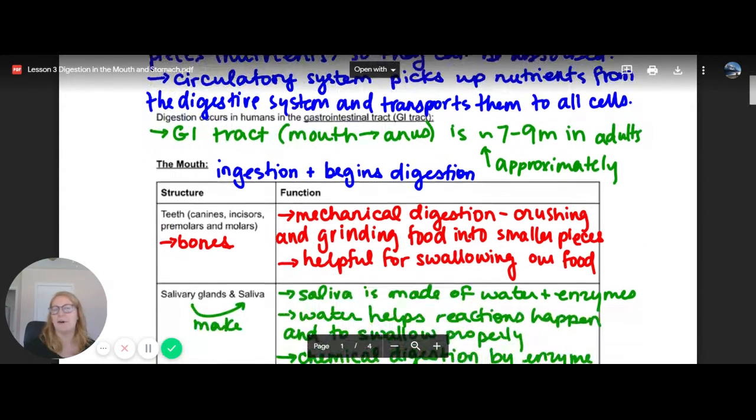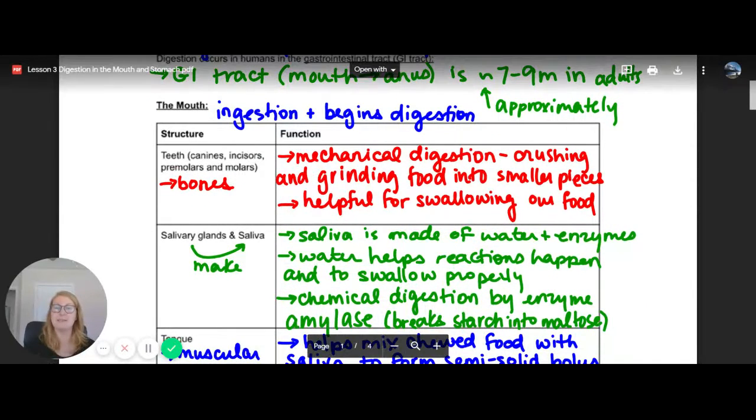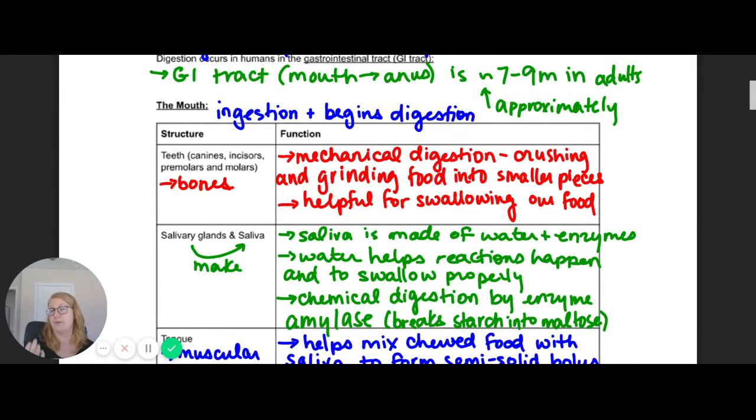So again, starting off our food's journey in the mouth, this is the location of ingestion, bringing the food in, as well as digestion, which we're going to talk about soon. Digestion can be mechanical or chemical. And something like the teeth, which we have different types of teeth, of course, are made of bones. Their job is to mechanically digest the food. So taking it and crushing it or grinding it into very small pieces. That is called mechanical digestion. So anything that uses motion to actually make the pieces smaller.